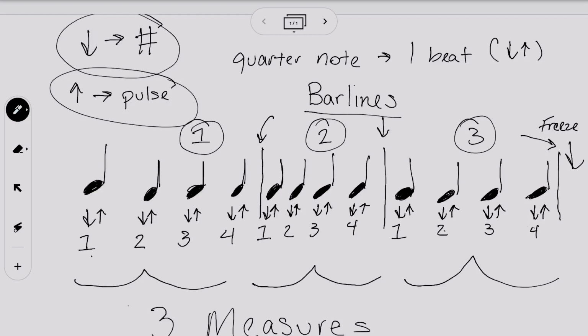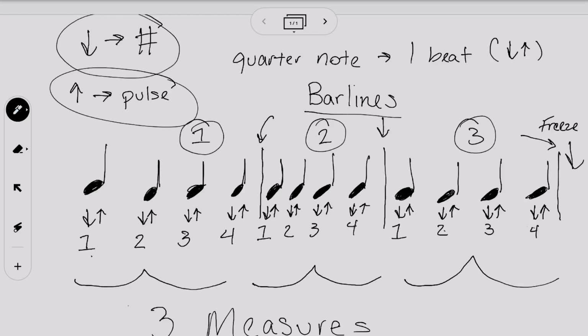So let's try this. Let's count our 3 measures. Remember, what do we say when our foot goes down? A number, right. What do we say when our foot goes up? We actually pulse our air, right. Here we go. Let's count this together. Let's count our 3 measures. Down, up, ready, go. 1, 2, 3, 4. 1, 2, 3, 4. 1, 2, 3, 4.